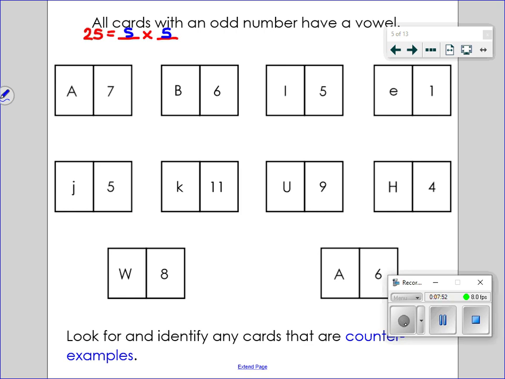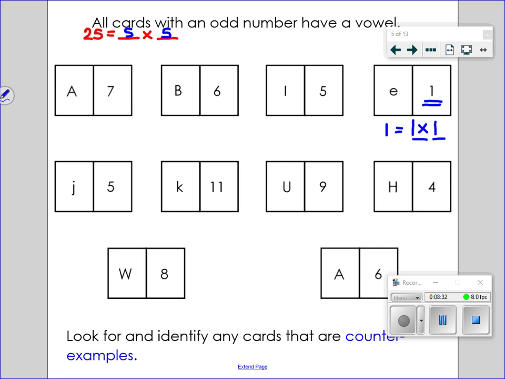Okay, so looking at our numbers on our cards, which ones can be written as the product of two identical factors? Not 7, because it's 1 times 7. 6, 1 times 6, 2 times 3, nope. 5, 1 times 5, nope. 1, 1 times 1, okay. So 1 would be considered a perfect square because it can be written as the product of two identical factors.